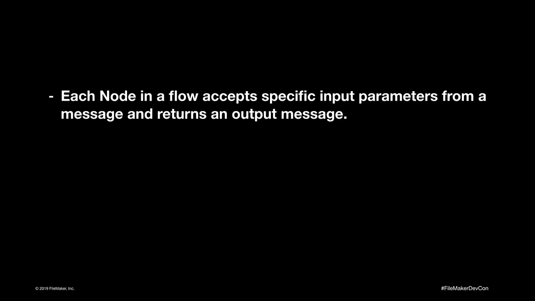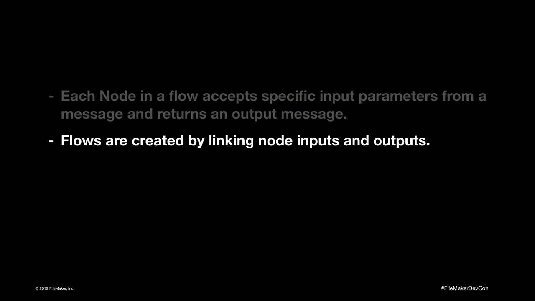Each node in a flow accepts specific documented input parameters and returns an output message. Input and output parameters can be configured in a variety of ways. This allows our flows to remain flexible. Flows are created by linking node inputs and outputs together. We can use the passing of messages between nodes to shape our data into the form we need.